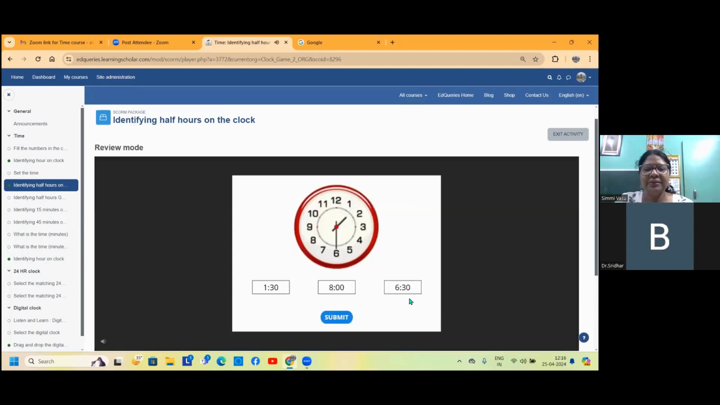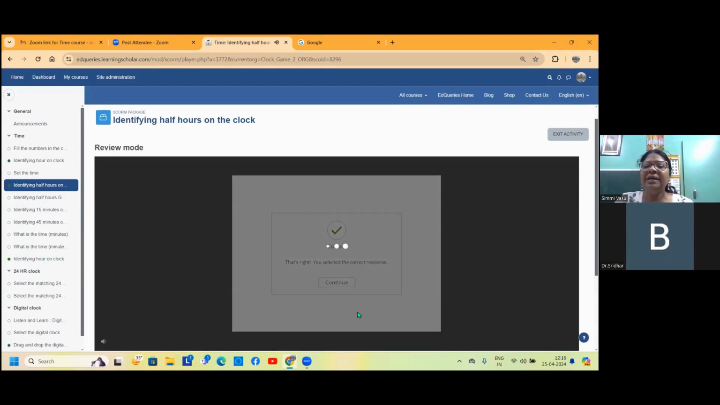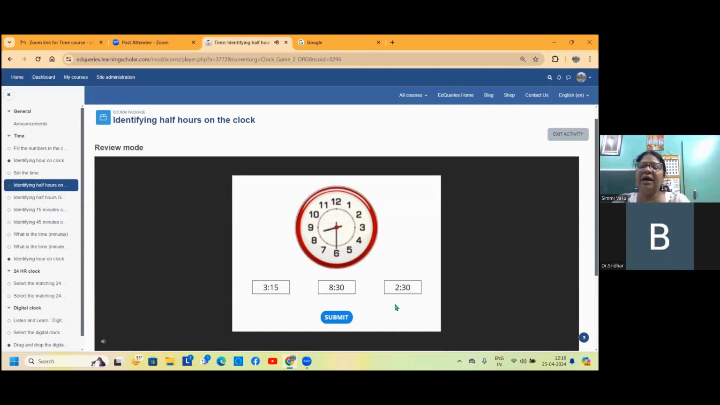In this game, look at the clock, then select the correct time, then click submit. Select 7. Excellent. Many times after the hourly and half hourly time is introduced, I've seen children getting confused by it. So the basic idea is to practice it across all available mediums. So we have a 15 minutes and a 45 minutes time also.